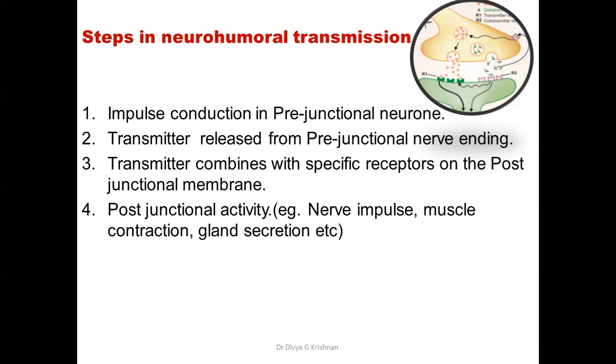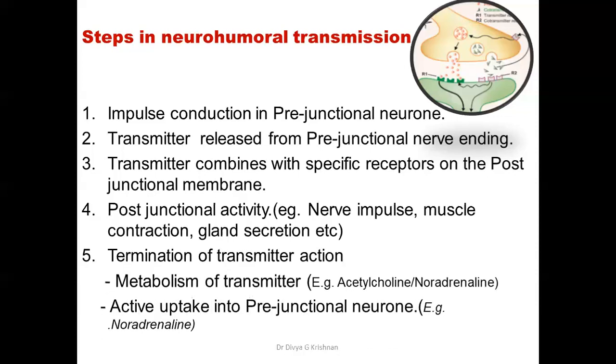If it's a gland, it could be a secretion of the gland. So depending on the type of organ that it is, there will be different types of action. Now, once the transmitter combines with the receptor and brings about an action in the post-junctional effector organ, the action of the transmitter has to be terminated.